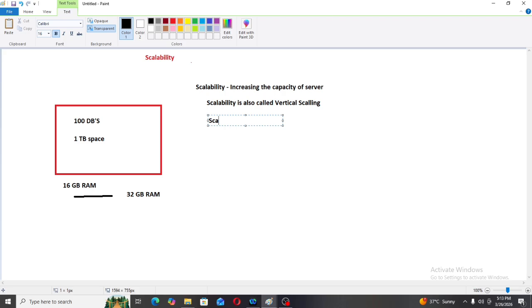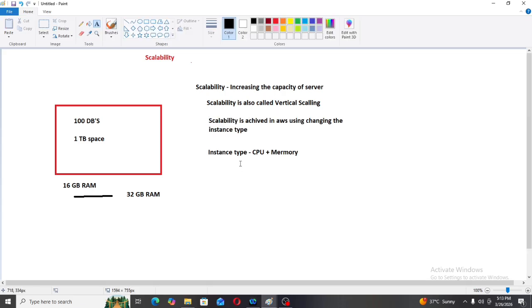For example, my specific laptop has 16 GB of RAM. This is the instance type for my laptop. Another laptop might have 32 GB of RAM, so for that laptop it is the instance type. For every laptop or every machine, there might be different CPU and memory. So the instance type is the combination of CPU and memory. Then what is scalability? Increasing the capacity of the server.